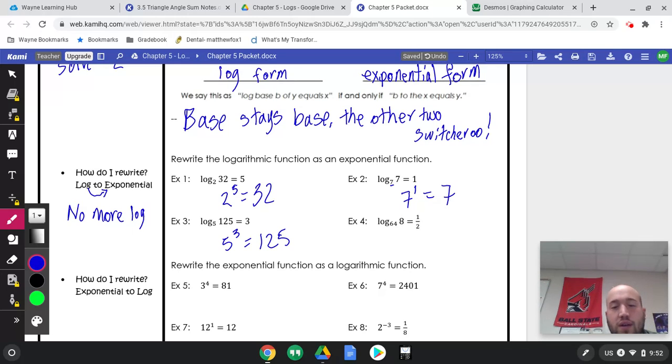That is also true. This last one, base stays base, so 64 is our base. Other two switcheroo. Now it's going to be raised to the 1/2, and that will equal 8. In case you aren't familiar with this, if we have an exponent that is 1/2, that's just the same thing as a square root.